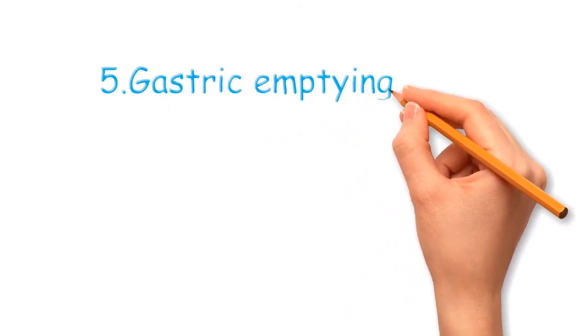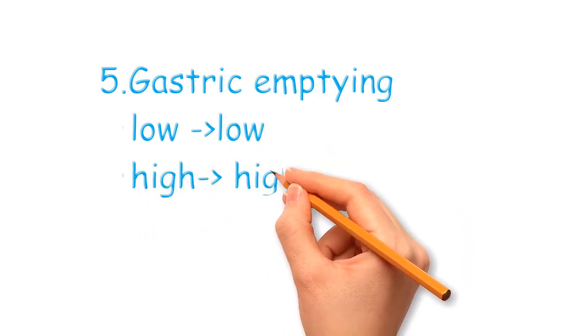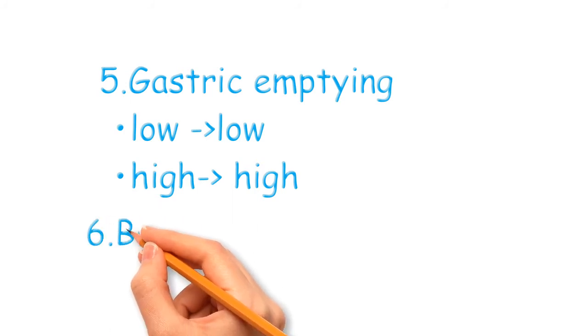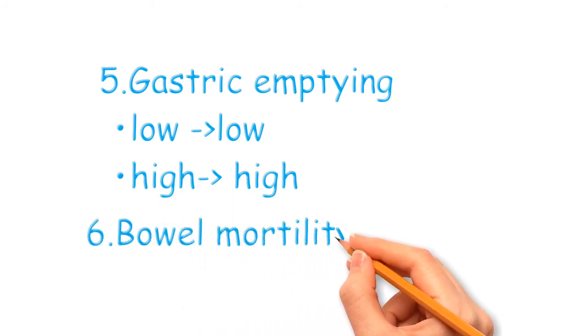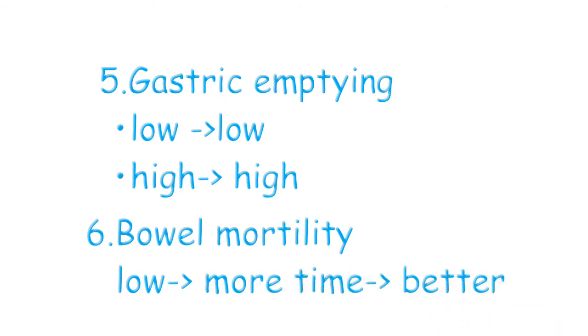Gastric emptying also affects drug absorption. If gastric emptying is low, there will be a low absorption. If the gastric emptying is high, absorption will also be high. When it comes to bowel motility, if the bowel motility is reduced, there will be more time for absorption. Therefore, reduced bowel motility will increase absorption. But if the bowel motility is high, there won't be enough time for the absorption. Thus, it will lead to reduced absorption.